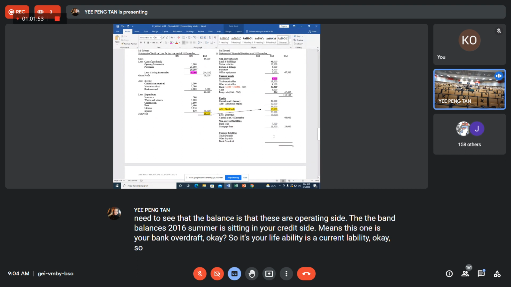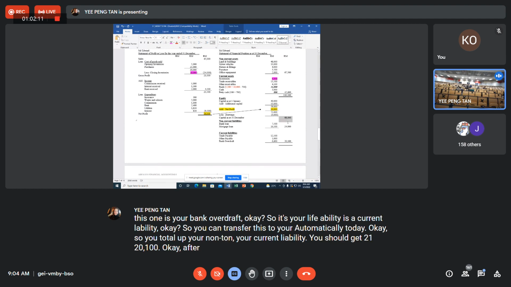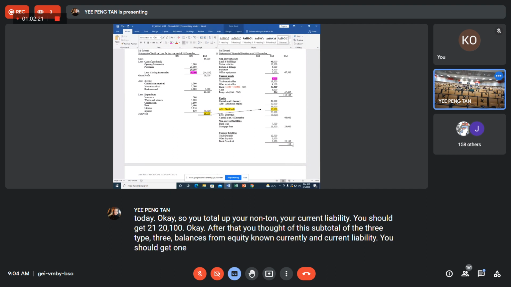Okay, so it's your liability, it's a current liability. So you will transfer this to your current liability then, 1,000, 6,000. Okay, so you total up your current liability, you should get 20,100. After that you total up the subtotal of the three balances from equity, non-current liability, and current liability. You should get 110,100. Okay, 110,100. If you cannot get, there's something wrong with your answer.